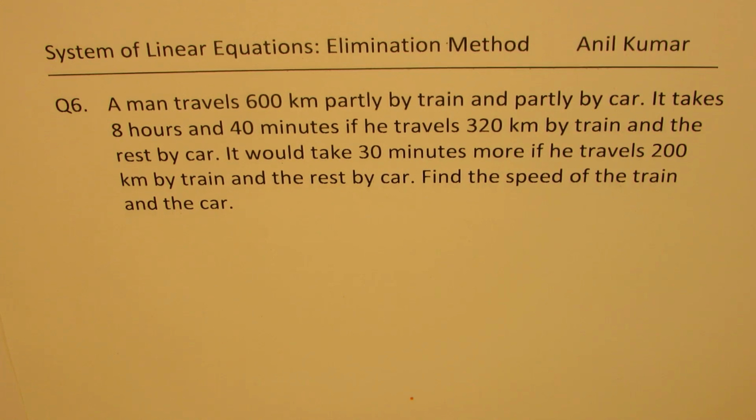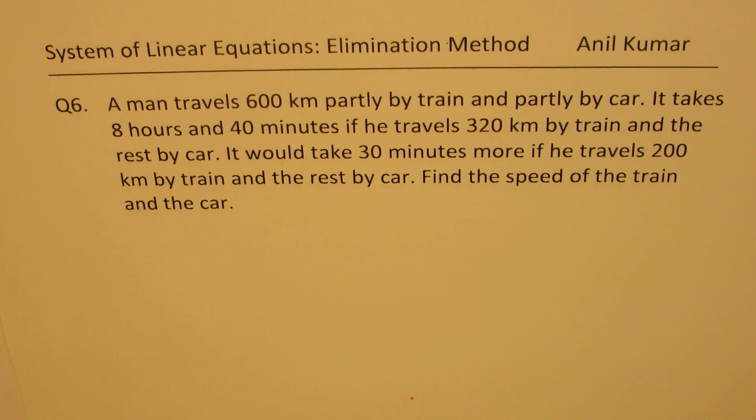Here is question number 6, which relates distance, speed and time. A man travels 600 kilometers partly by train and partly by car. It takes 8 hours and 40 minutes if he travels 320 kilometers by train and the rest by car. It would take 30 minutes more if he travels 200 kilometers by train and the rest by car. Find the speed of train and car.